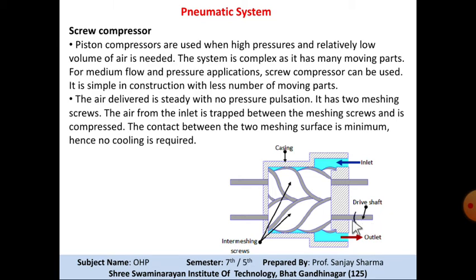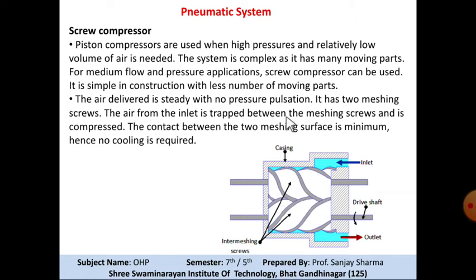So this is again a very low pressure type compressor, used where reciprocating components are not utilized. The air delivered is steady with no pressure pulsation. It has two meshing screws. So you can see here, this is one screw, this is the second screw. Power is given to only one screw, and as the other is meshed with this driver screw, it will rotate automatically.